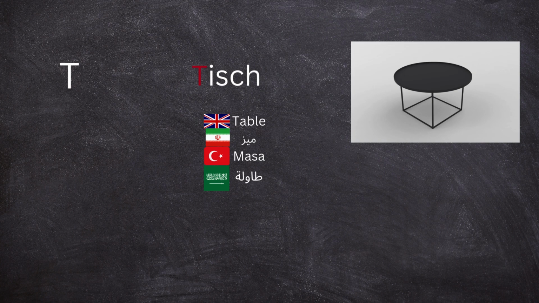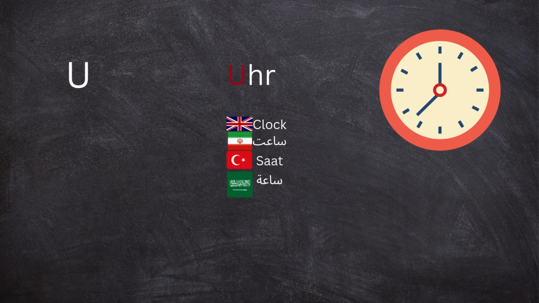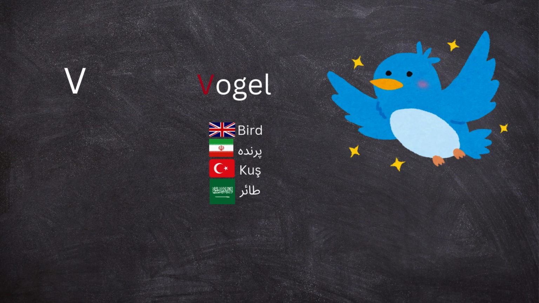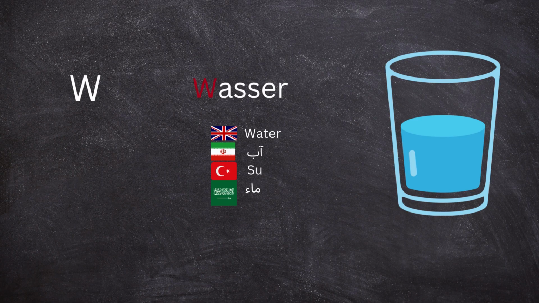The next letter is U. Say it like this. U, like in Uhr. Next is V, like in Vogel. The next letter is W. Say it like this. W, like in Wasser.